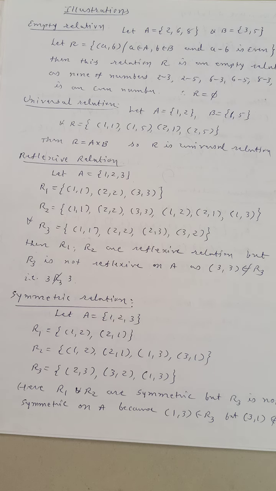Now you try to remember the definition of symmetric relation. A given relation R is called symmetric if the ordered pair (A, B) is a member of R and at the same time (B, A) is also a member of R, that is the reverse pair. If the ordered pair (A, B) is in R, the reverse ordered pair (B, A) is also in R, then and only then we say it is a symmetric relation.